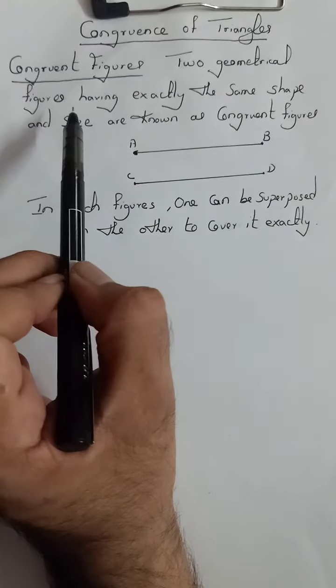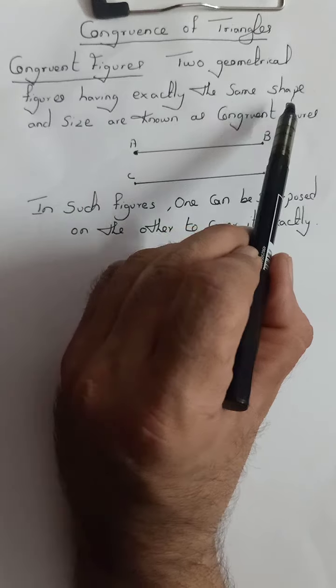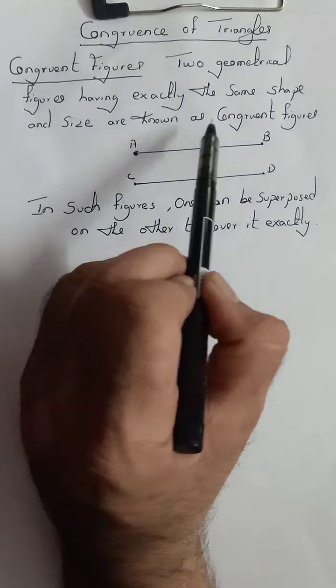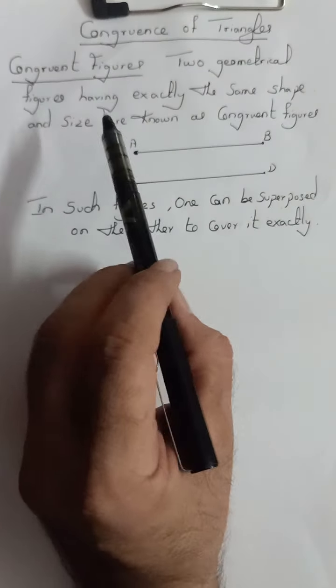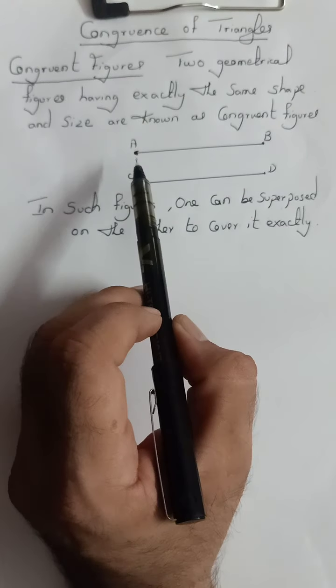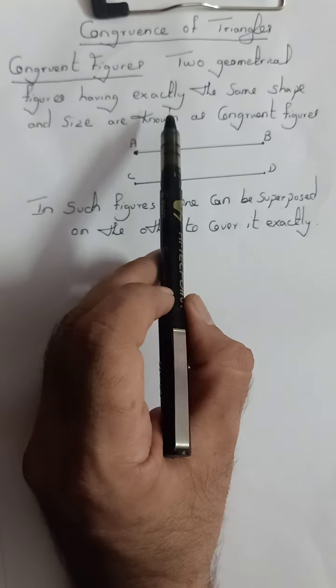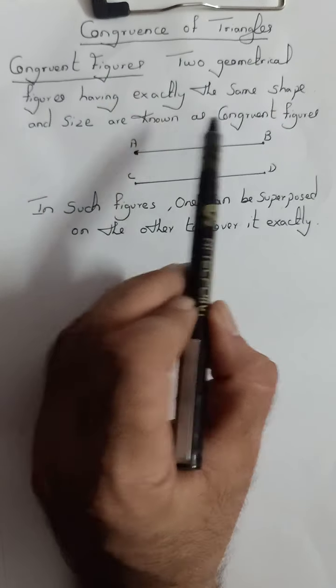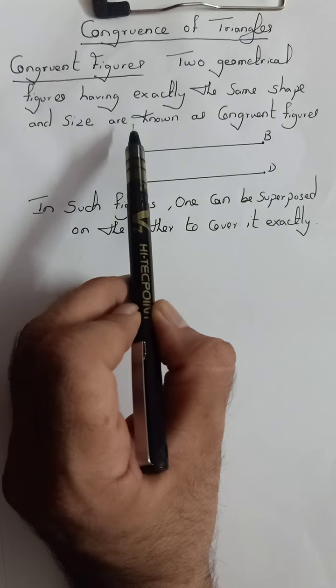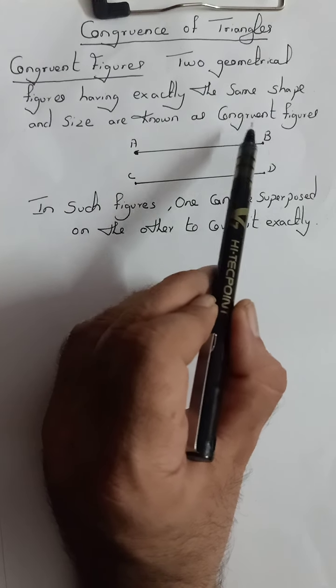Two geometrical figures having exactly the same shape and size are known as congruent figures. It is very simple. If you have two figures whose shape and size are exactly the same, then we say they are congruent figures.